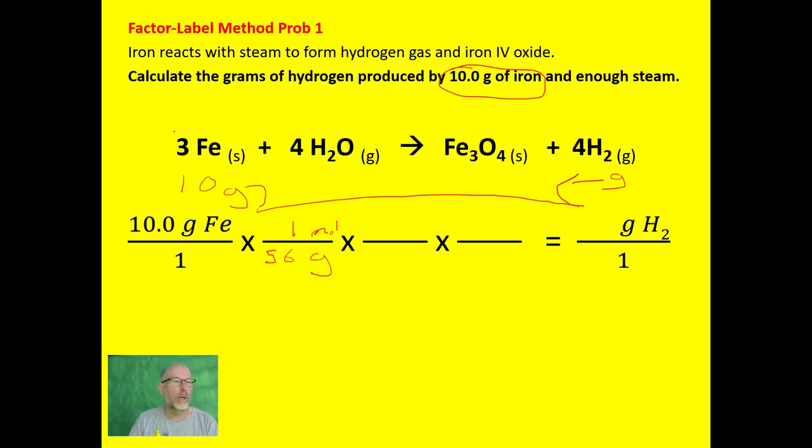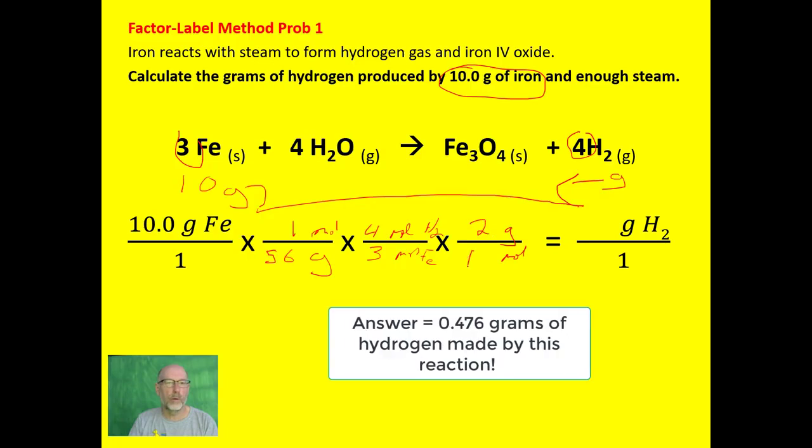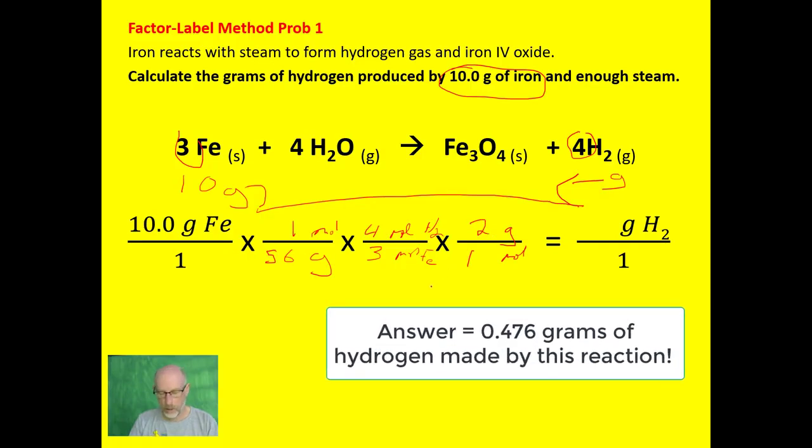Now let's do our molar ratio. It's a 3 to 4 molar ratio. This is moles of iron, so we have 3 moles of iron, I should have written Fe here, and that is to 4 moles of H2. And then I want to get rid of moles of hydrogen gas and get grams. Moles of hydrogen to grams of hydrogen: it's H2, so it's 1 plus 1 is 2, 2 grams per mole. There, just go ahead and calculate this and you're done.